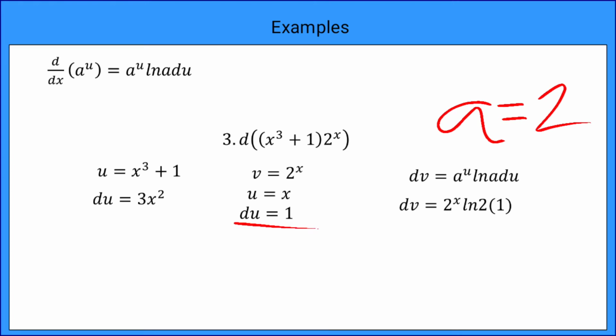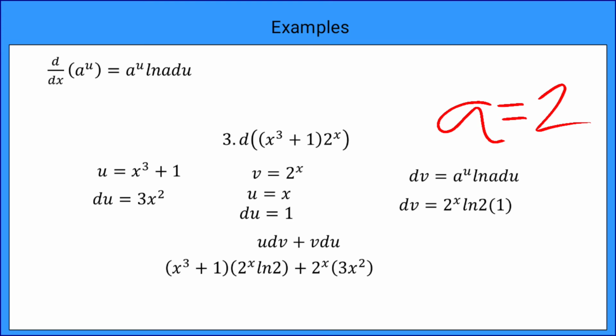And we're going to apply this right now. Since we have a product of functions, of course, we need the first term times the derivative of the second term plus the derivative of the first term times the second term. So we have u dv plus v du.